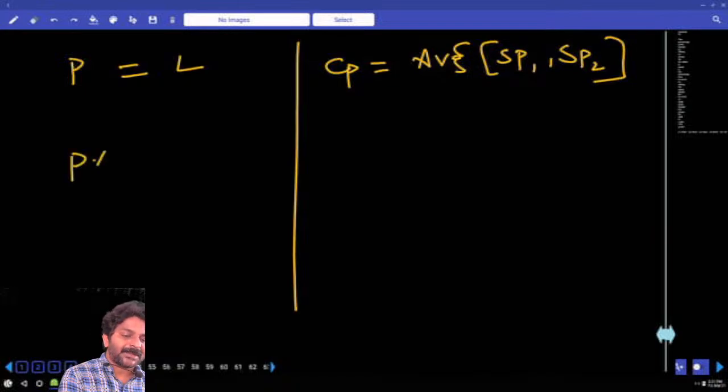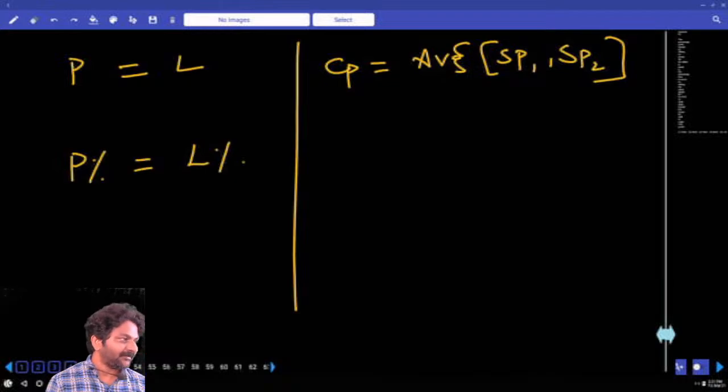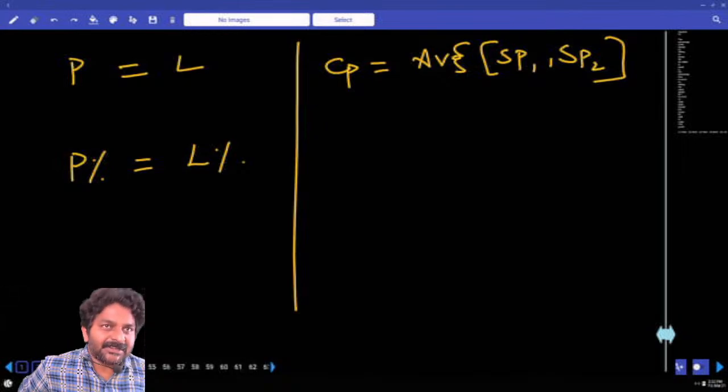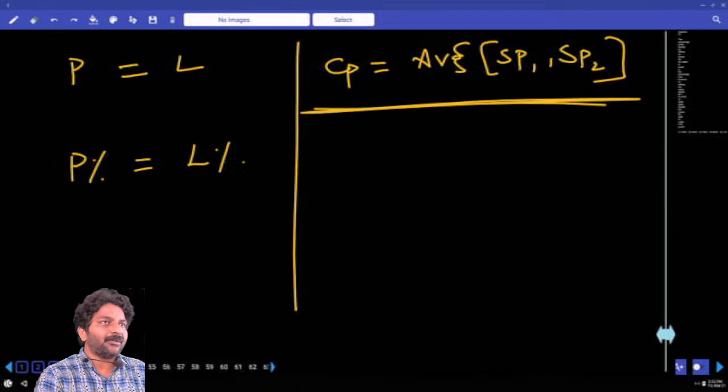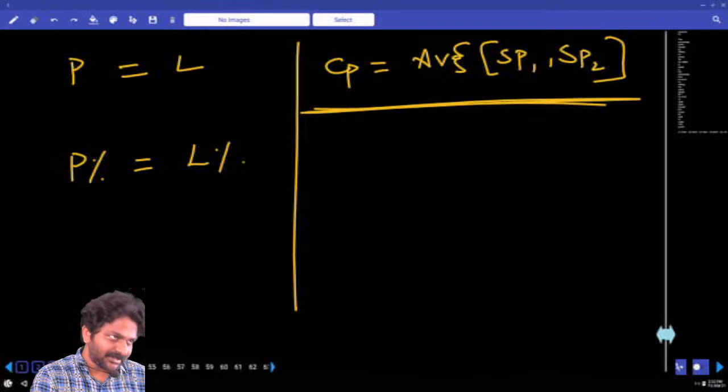If the profit percentage and loss percentage are both equal, to calculate the cost price we need to go with, again, the average of selling price 1 and selling price 2. Is it right? Is it right? Come on. Yes sir. Huh?